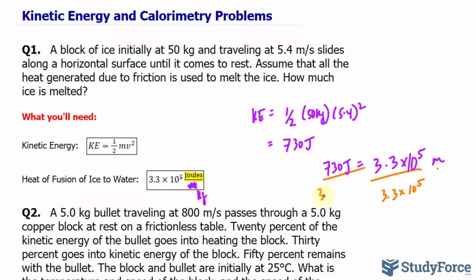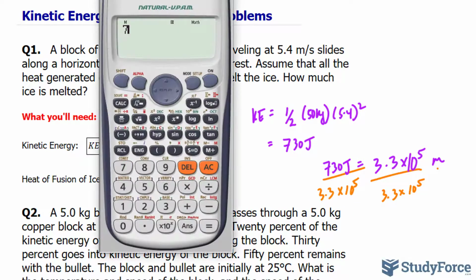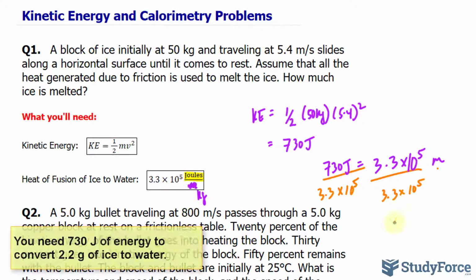So if I divide both sides by 3.3 times 10 to the power of 5, so again using our calculator, 730 divided by 3.3 times, and make sure that's in parentheses, the denominator, so 3.3 times 10 to the power of 5, that makes this many kilograms, 0.002 kilograms. If you want, you can make this into grams by multiplying it by 1,000, and if you do that, you end up with 2.2 grams of ice is converted with this much energy.